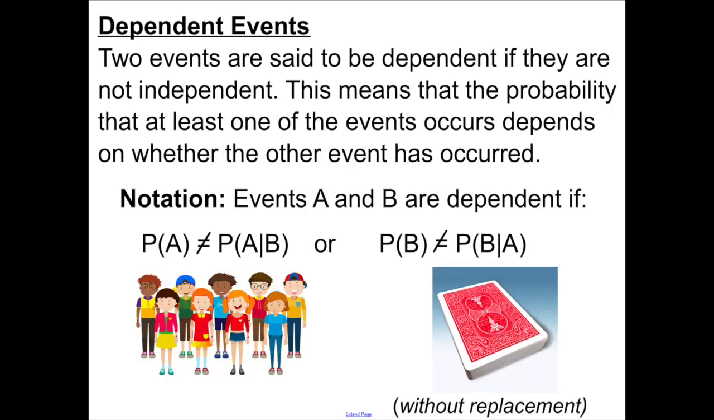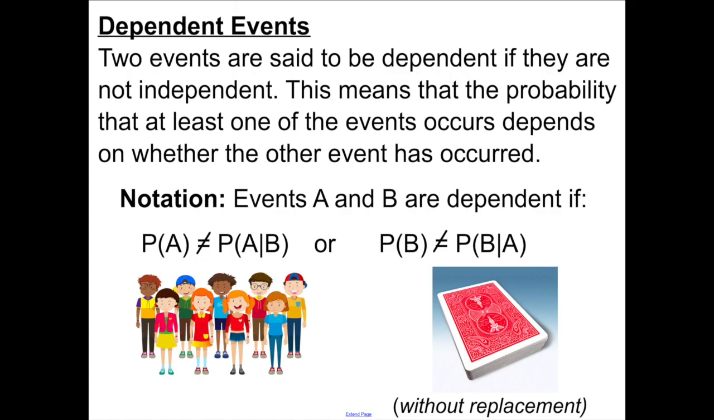On the other hand, dependent events are the other way around, right? Two events are said to be dependent if they are not independent, obviously. So this means that the probability that at least one of the events occurs depends on whether the other event has occurred. In other words, the events are dependent if the conditional probability with respect to one of them does not keep things the same.